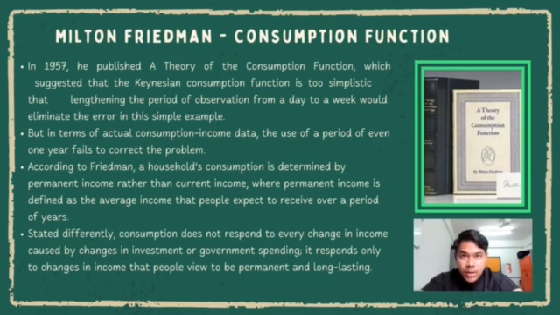According to Friedman, a household's consumption is determined by permanent income rather than current income, where permanent income is defined as the average income that people expect to receive over a period of years. Stated differently, consumption does not respond to every change in income caused by a change in investment or government spending.